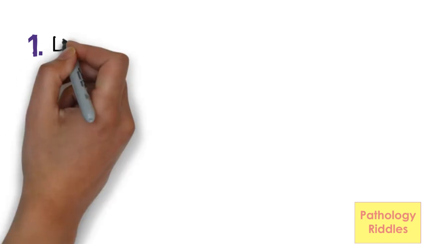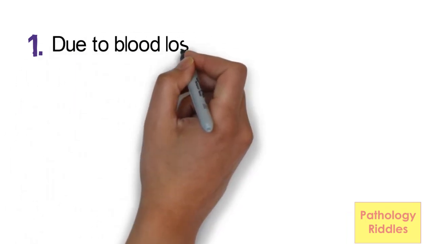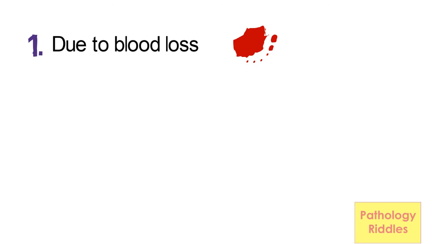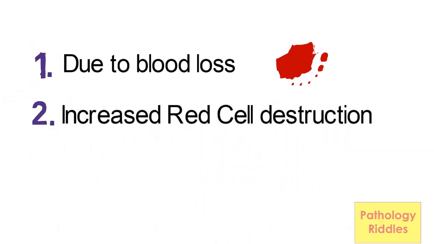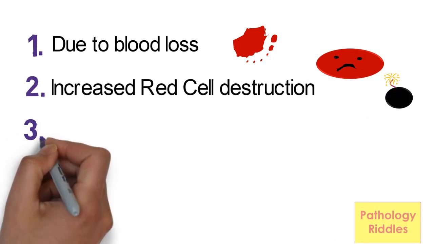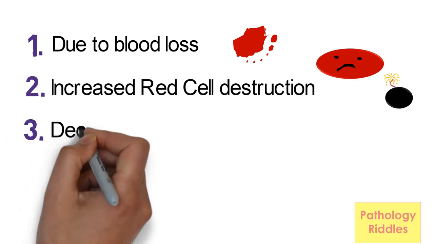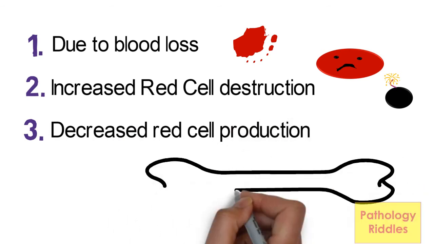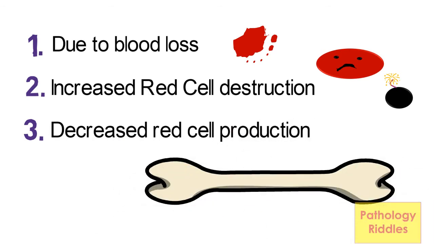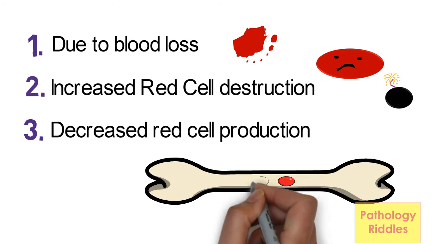Etiologically, anemia can be broadly classified in three types. Anemia due to blood loss. Second is anemia due to increased red blood cell destruction. Third is anemia due to decreased red blood cell production. So in this video, we will be discussing the first two, anemias due to blood loss and anemias due to increased red blood cell destruction.